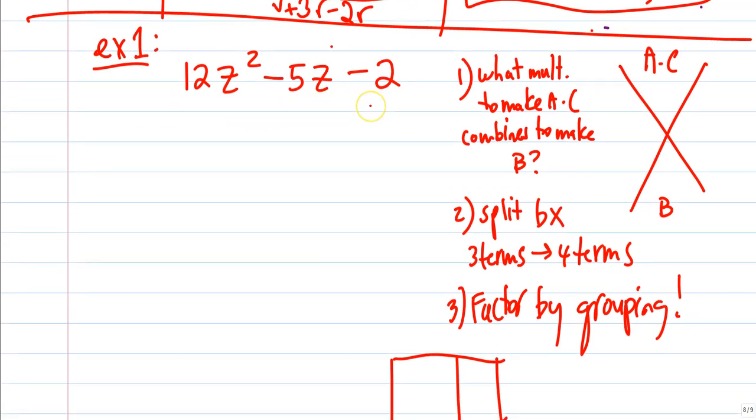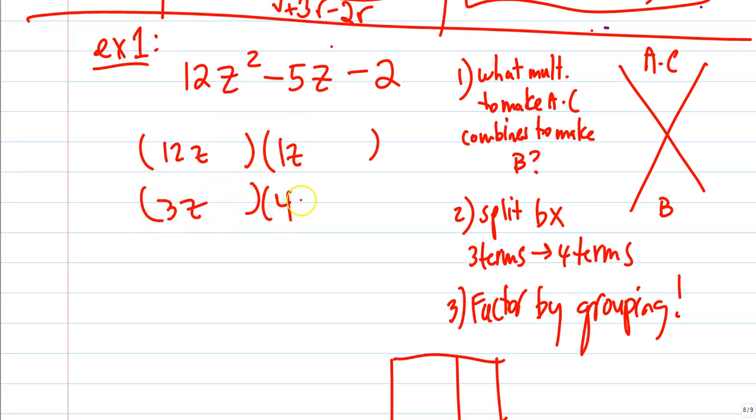12z squared minus 5z minus 2. Just for fun, what if I didn't like this whole factoring by grouping? You would have to go, first, what makes 12z squared? Well, that could be 12z and 1z. That could be 3z and 4z. That could be 6z and 2z. Do you see where this is going to start getting ridiculous?